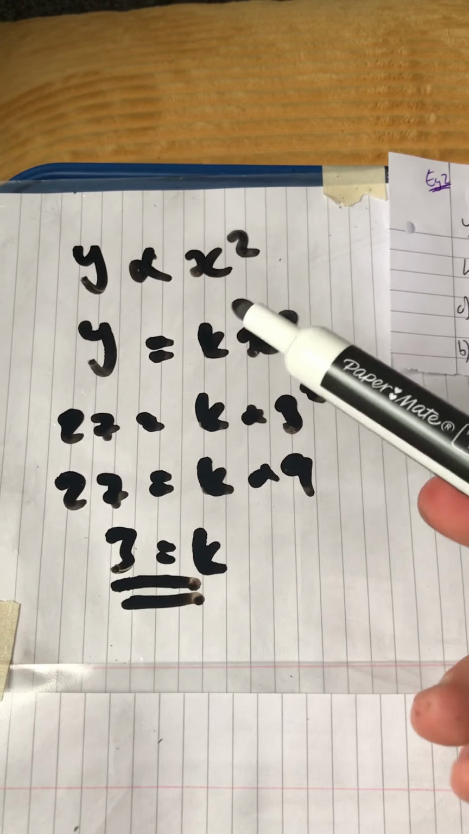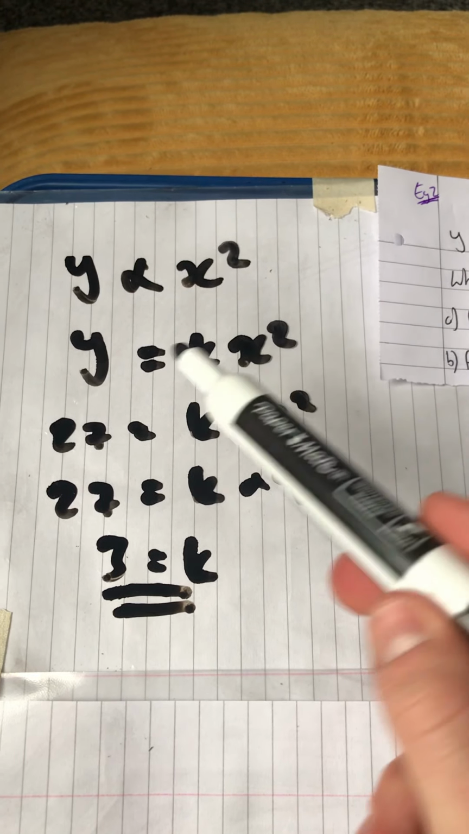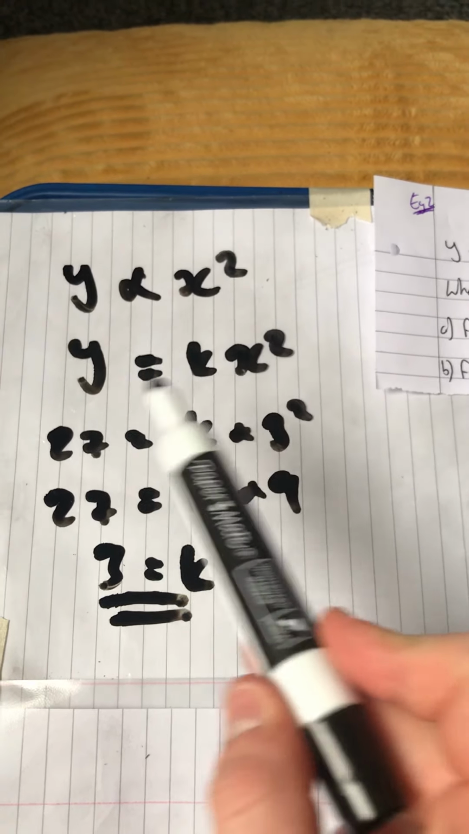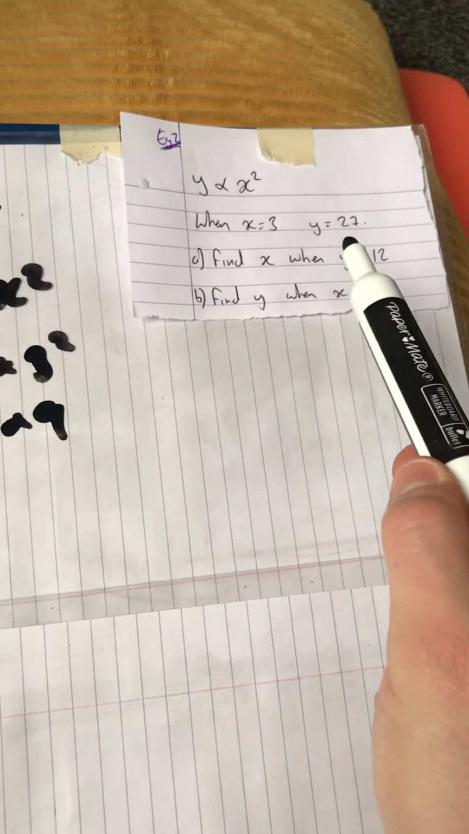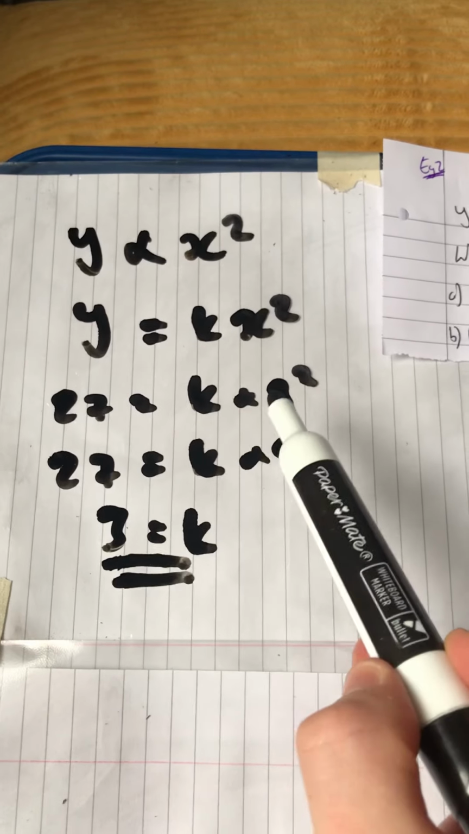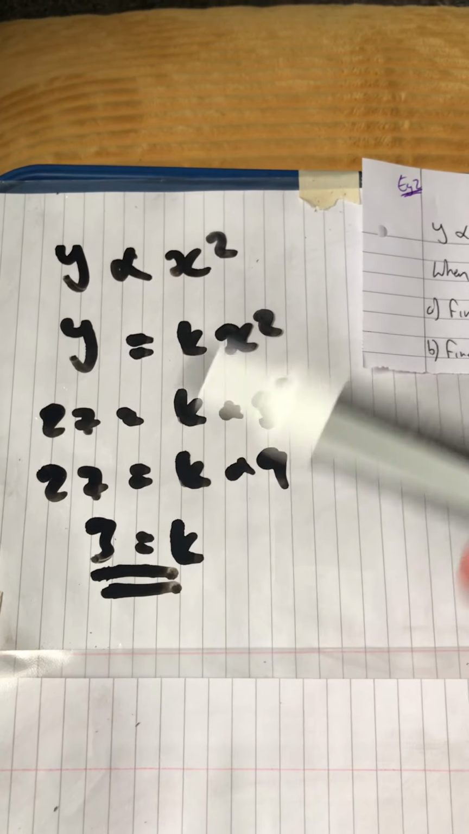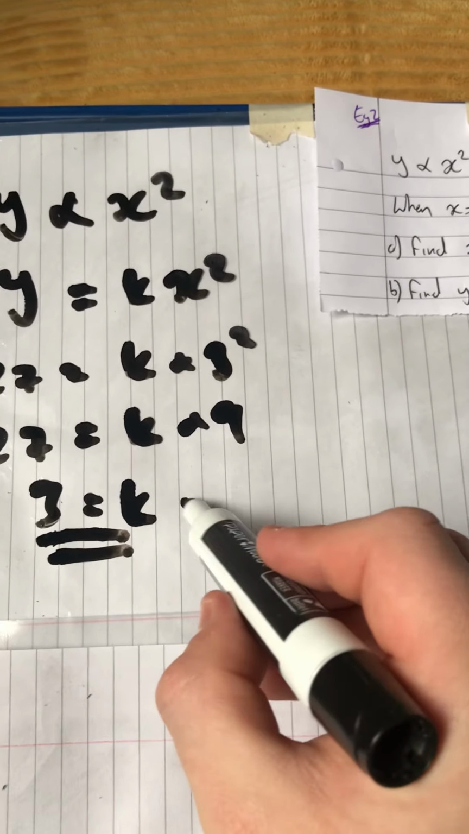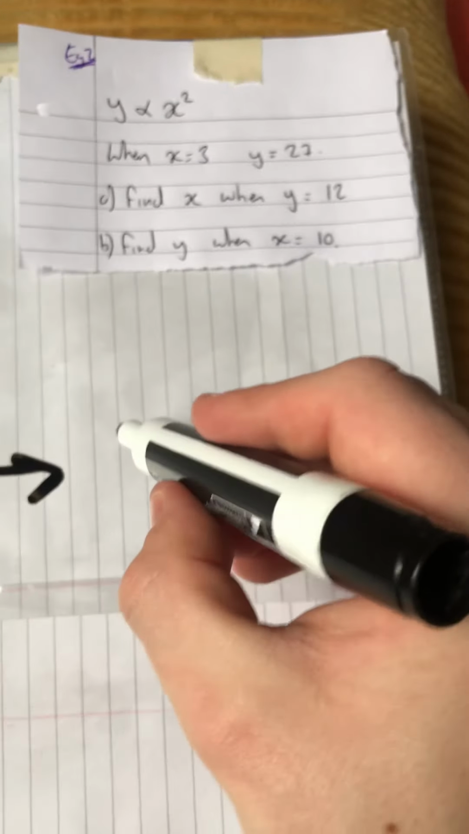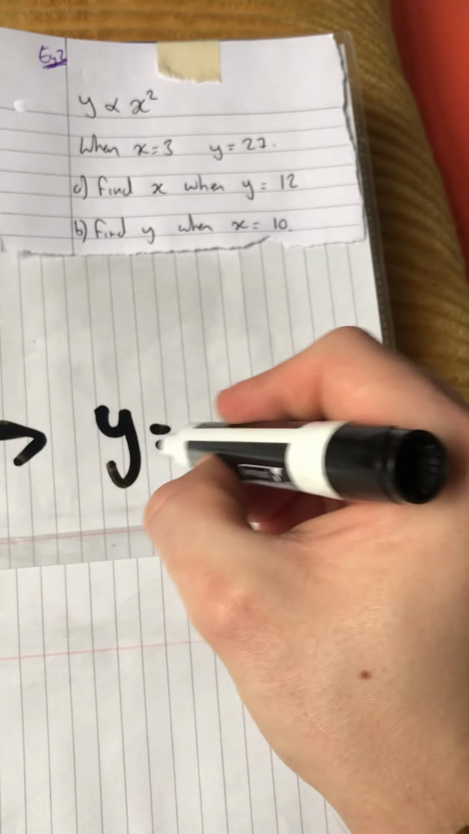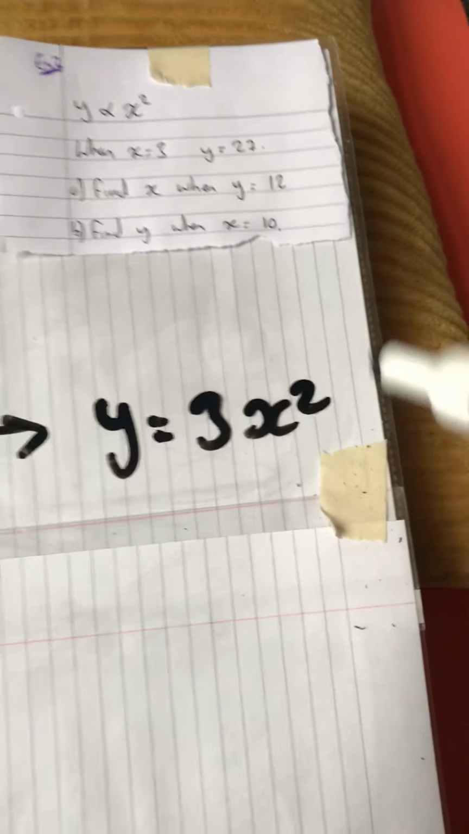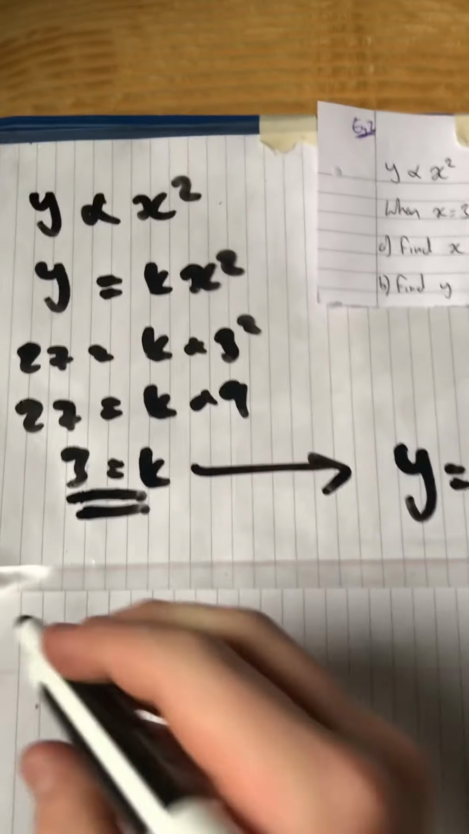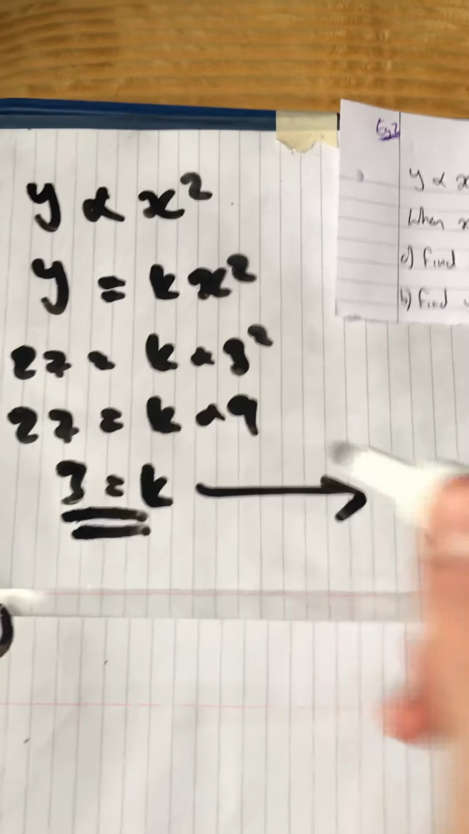Okay? So we've just worked through that. We've written out our statement. We've written out the equation that shows that statement. We've then substituted in our two values from the question, x is 3 and y is 27, and we've worked out what k is. Once we know what k is, we can write our equation out as y is equal to 3 lots of x squared.